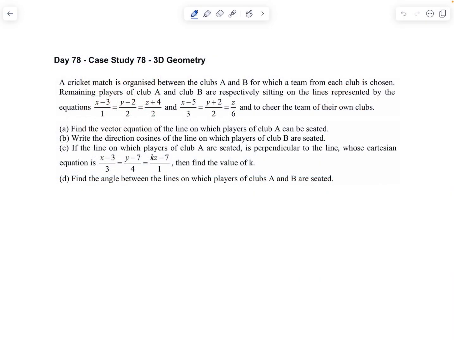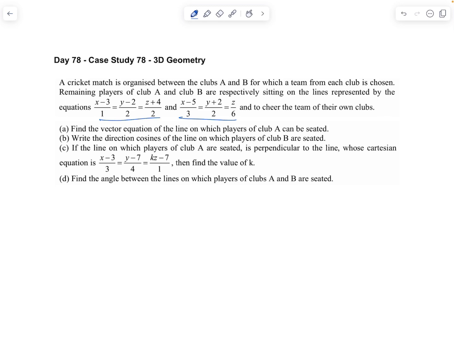The question goes like this. A cricket match is organized between the clubs A and B, for which a team from each club is chosen. Remaining players of Club A and Club B are respectively sitting on the lines represented by the equations. Equation 1 and Equation 2 are given in Cartesian form, and to cheer the team of their own clubs. Question 1. Find the vector equation of the line on which players of club A can be seated.